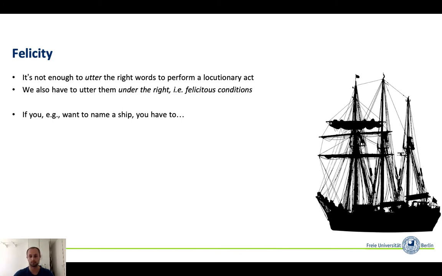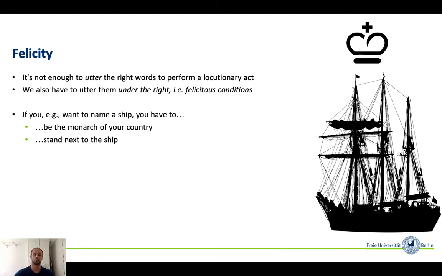We want to name a ship. We want to name a Navy ship, right? So in order to be able to do that, you probably have to be a monarch, the head of a country with a navy. Then you probably also have to be standing next to the ship, and ideally also holding a bottle of champagne, for instance. And then you have to say out loud something along the lines of, "I hereby name the ship HMS Martin," right? Something like that has to be said in order to name a ship HMS Martin.